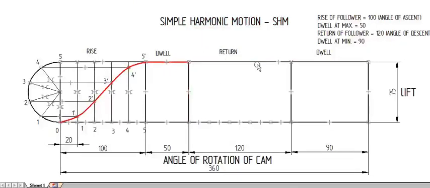Now it's the return of the follower. How to draw a return graph for simple harmonic motion? 120 degree is the angle of return. Similarly, here also we have to construct a semicircle. I am constructing the semicircle on this side. You can construct it anywhere. I am constructing it on the right side, because there is space on this side. It may be merging into the right section. So I am drawing the semicircle at this end.